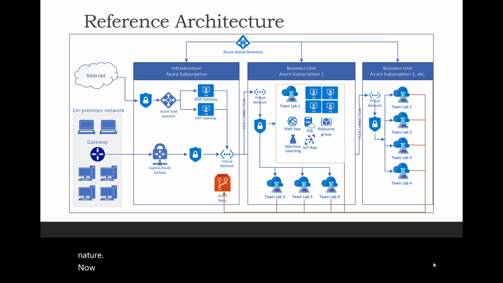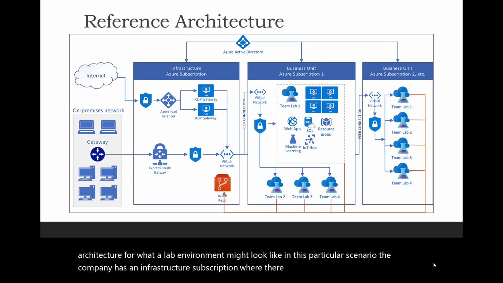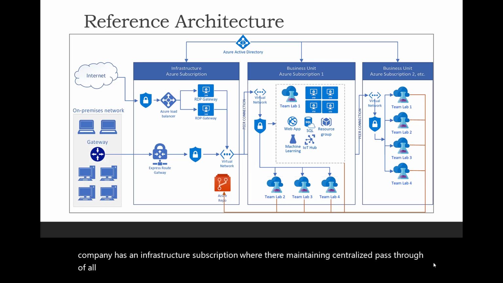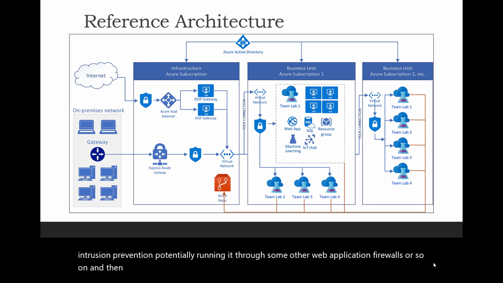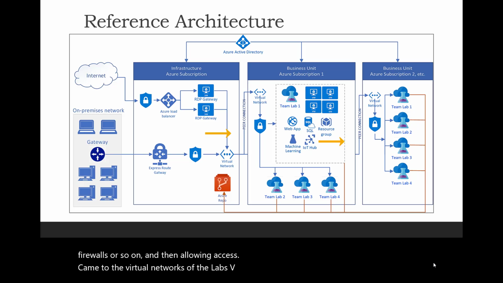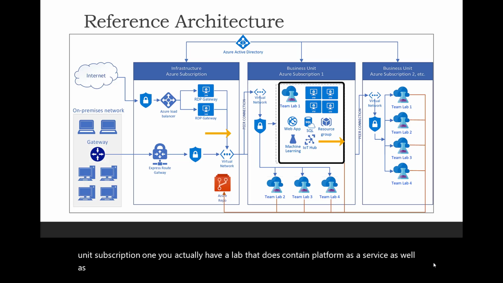Now, just as a last piece before we go into the demonstration portion, here's a reference architecture for what a lab environment might look like. In this particular scenario, the company has an infrastructure subscription where they're maintaining centralized pass-through of all traffic, where they can actually run the traffic through things like intrusion detection, intrusion prevention, potentially running it through some other web application firewalls or so on, and then allowing access into the virtual networks of the labs via peered VNet connections. In the business unit subscription 1, you actually have a lab that does contain platform as a service as well as VMs. So you can see things like web apps, SQL, resource groups, machine learning, and so on.